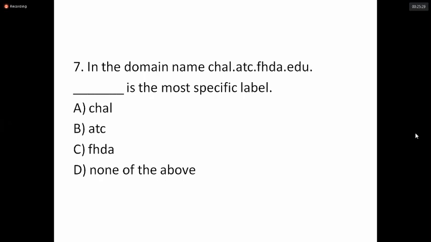See, how are we reading this? We are reading in an inverse tree structure, remember? In the inverse format we are reading. First would be chal dot, next would be chal dot atc dot, next would be chal dot atc dot fhda dot, next would be the complete name till the edu. So the first domain is what we call the specific label. This is the highest and this is the root. So the most specific label is chal.